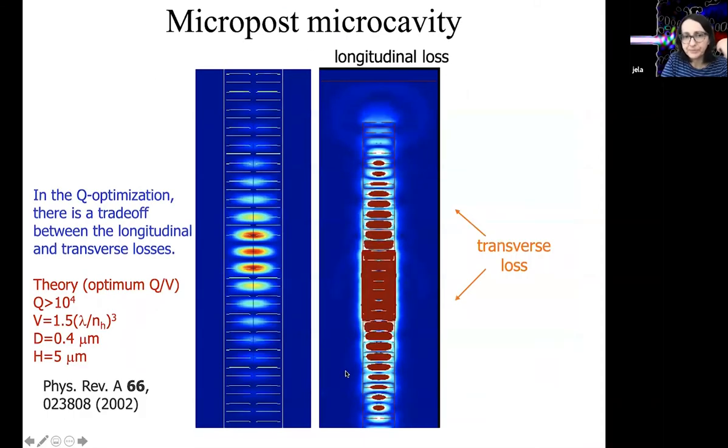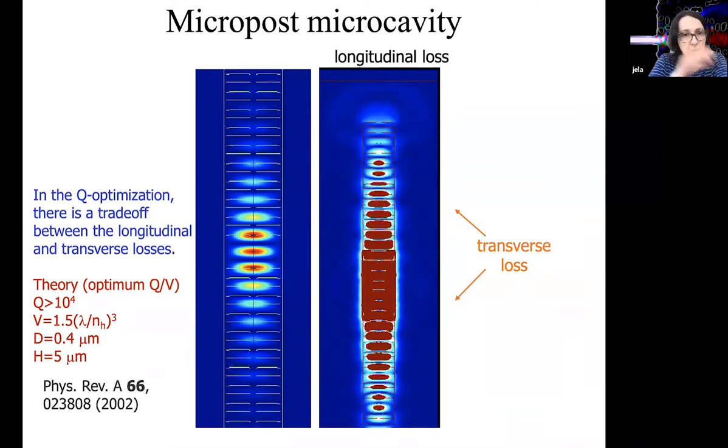So the question is whether you can solve the problem approximately using simpler methods that do not require a commercial software or writing your own software. There is a way to find a more accurate distribution of the field, and I'll show that to you in a moment, and to relatively accurately predict the resonances of the system.